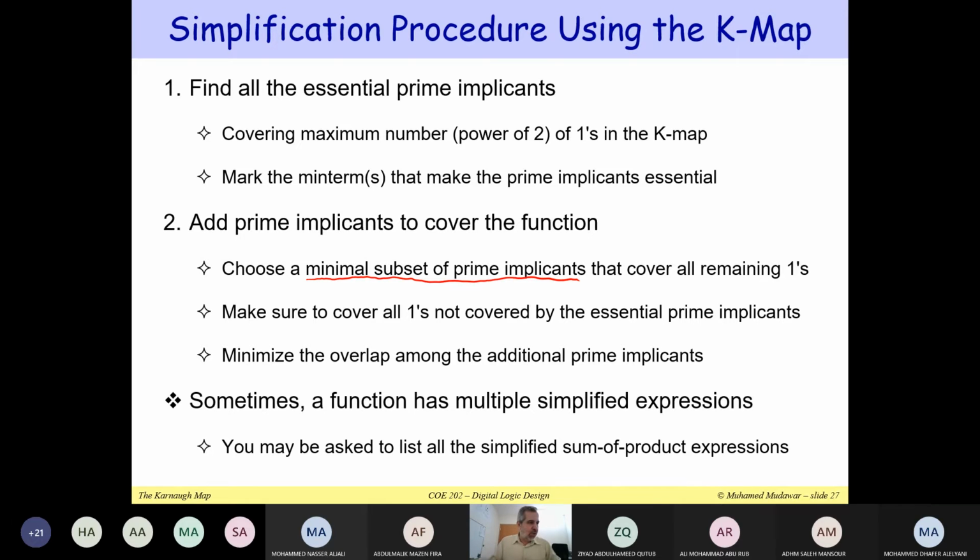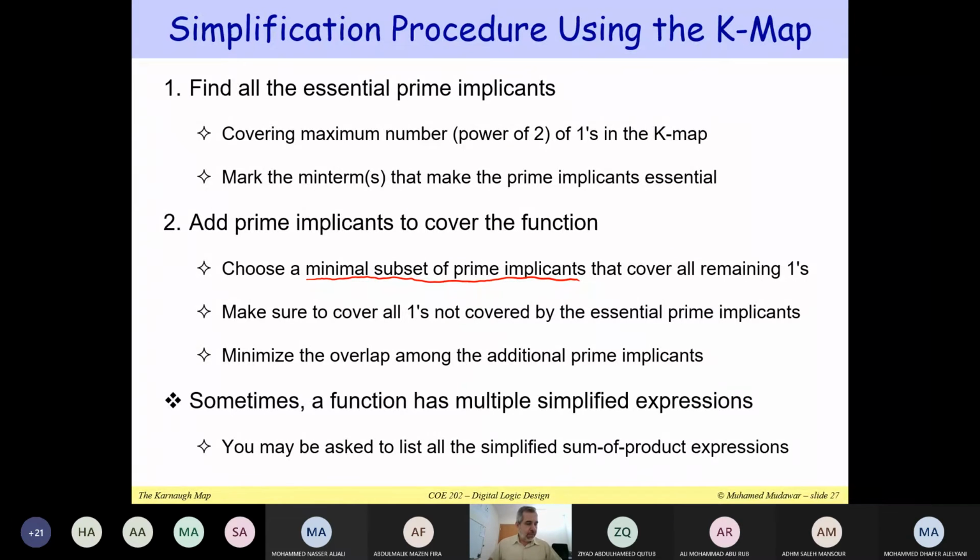So there is no need to use a prime implicant that covers ones that are already covered. So look at the prime implicants that cover the remaining ones. And we try to minimize the overlap, because there will be overlap among the additional prime implicants. So the idea here is that we want to have a minimal subset. Once we have found the minimal subset, then we are done.